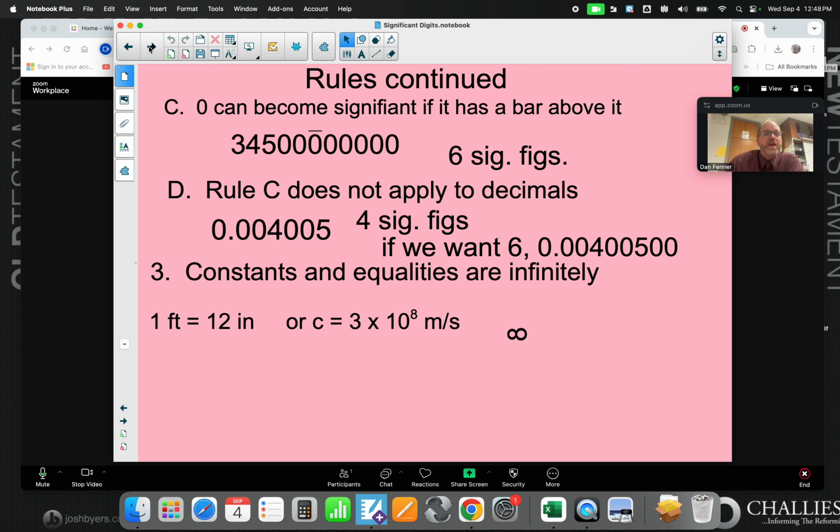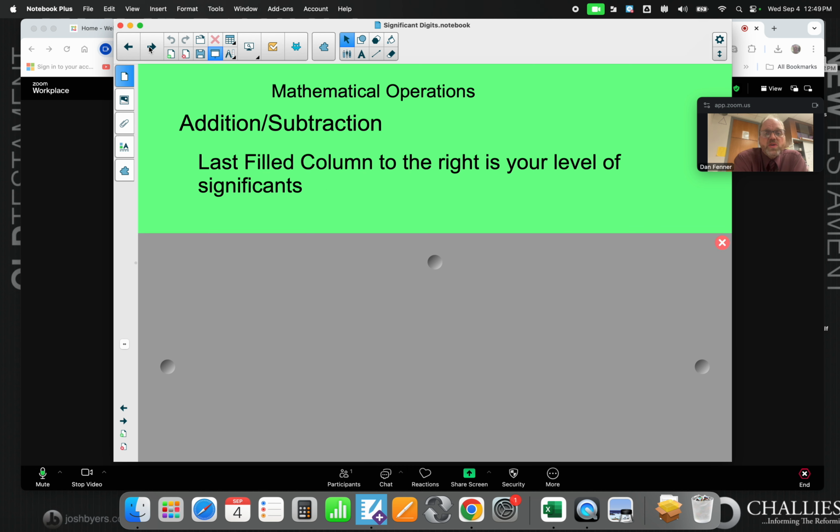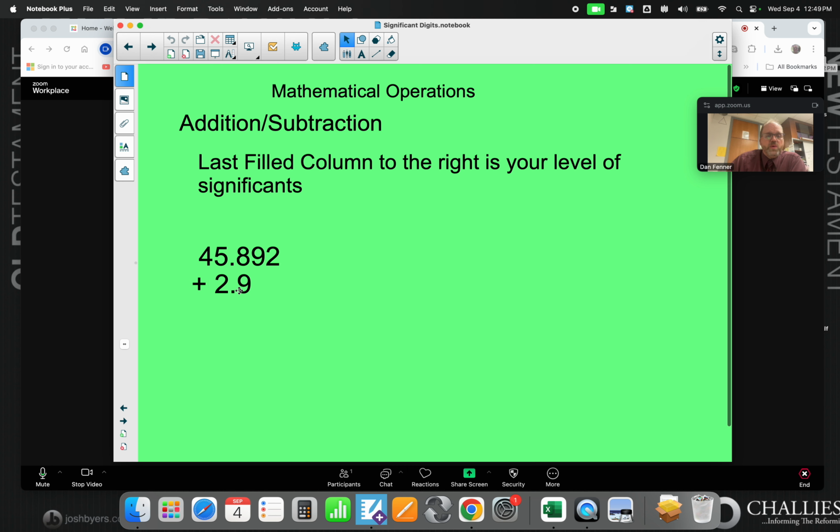All right. Now, in terms of operations of math, we have addition, subtraction. For addition and subtraction, we take the last filled column to the right. That is your level of significance. So what are we saying? If I take the number 45.892 and 2.9. Last filled column, the number is going to be 48.792, but the last filled column here is the 10th place. You see that little number all the way down. That means to the 10th place. I'm confident.